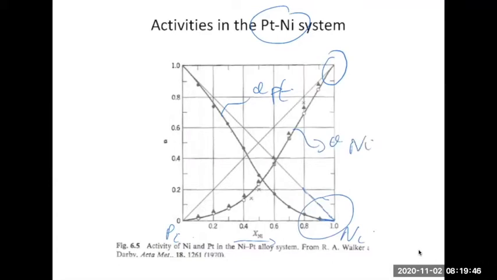It's actually a little easier to see on the other end. So here's the activity of, let me take another color, here's the activity of nickel plotted. And you see there's this part where it looks linear. That's exactly where the activity of platinum has joined the Raoultian line. So this works out quite well.